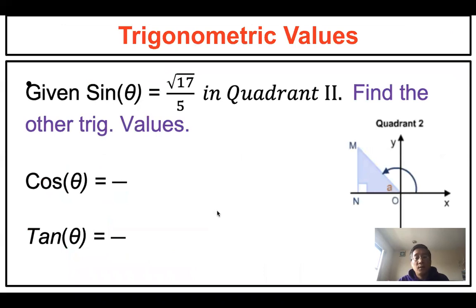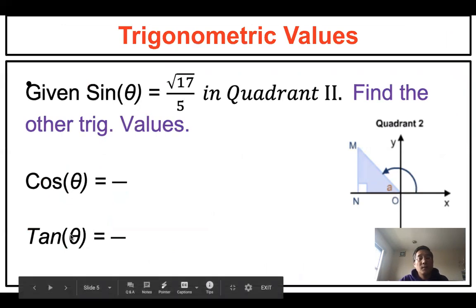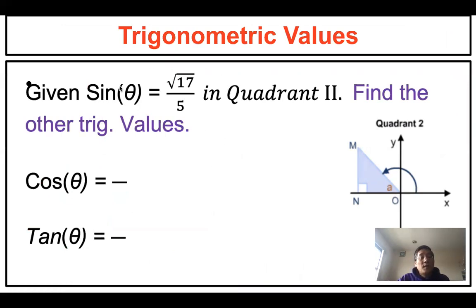Then let's go to our original lesson. So let's say you have sine of the angle equal to radical 17 over 5. Which quadrant? Quadrant 2. Then we are supposed to find out cosine and tangent. If you know that sine is opposite over hypotenuse, right? In quadrant 2, your point is here.